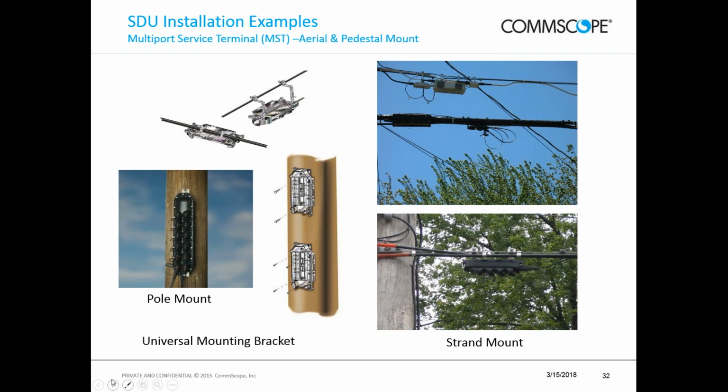Overhead, aerial plant. This is how you can mount them. They'll typically come with a mounting bracket already, and then the MST snaps into that mounting bracket. So looking at the upper left-hand side, you can have strand mount brackets that are standoff in case you have a lot of cable on the strand, or you could tie wrap them directly to a strand, pole mount them, and then the pictures on the right are just of a couple of installations I've seen.